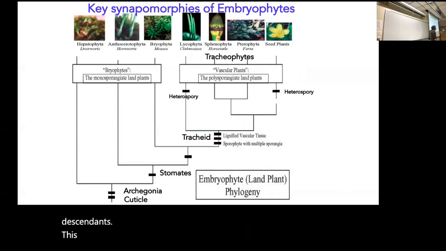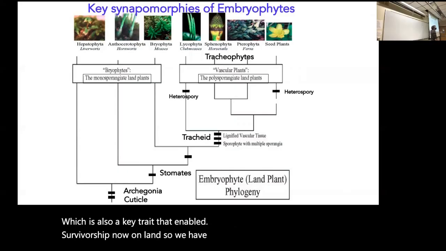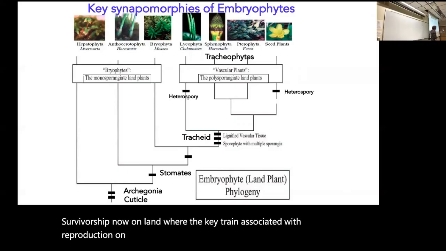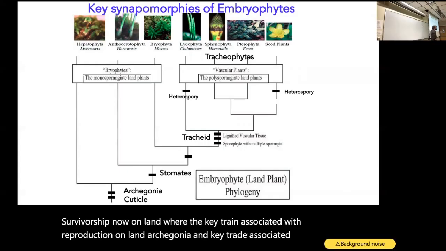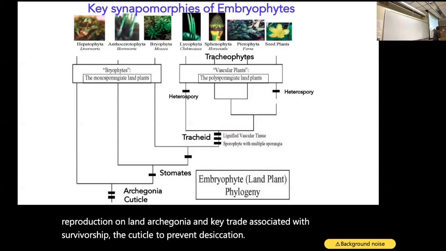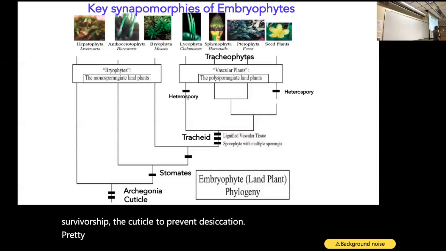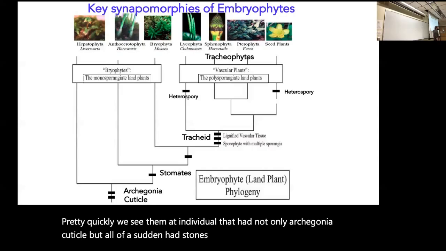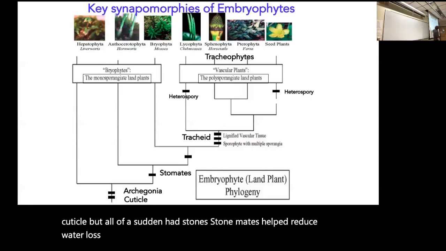This individual also had a cuticle, which is also a key trait that enabled survivorship then on land. We have a key trait associated with reproduction on land, archegonia, and a key trait associated with survivorship, the cuticle, to prevent desiccation. Pretty quickly, we see an individual that had not only archegonia and a cuticle, but all of a sudden had stomates. Stomates help reduce and regulate water loss and CO2 uptake. Again, helping to survive on land.